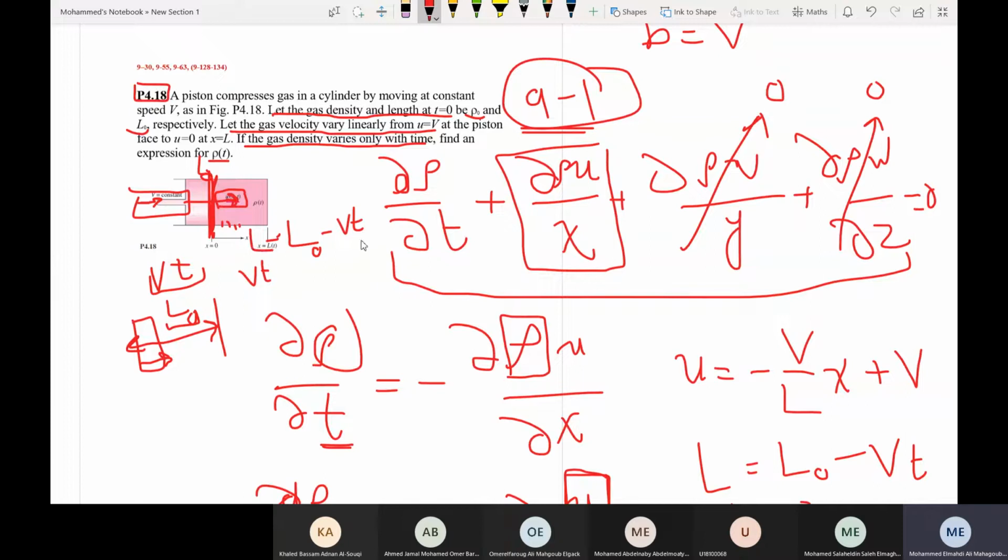Let's say that we have time 0 to check if we satisfy the boundary conditions. At time 0, L will equal L naught. And let's say at the time where this one is closed, which is maybe T final, L naught will be equal to Vt, and then L will be 0. So L represents the distance which the gas is now enclosed in. L naught represents the maximum distance, the distance at the beginning, and Vt is the decreasing factor of the distance that's enclosed inside the piston.